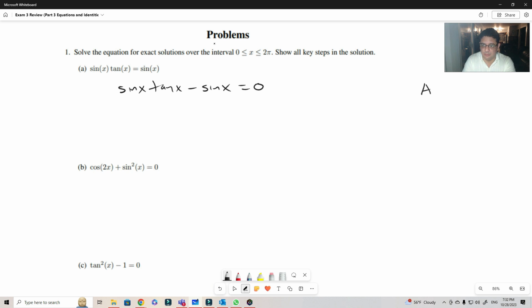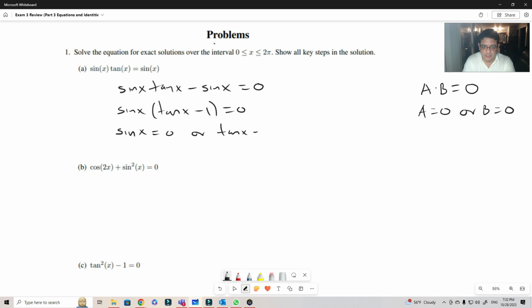In this case, we can use the law of the real numbers that says that if a times b is equal to 0, then either a is equal to 0 or b is equal to 0. And that's going to make sense here because we can factor sine of x out of tangent of x minus 1, set that equal to 0, and so that will give us two scenarios. Sine of x is equal to 0, or tangent of x minus 1 is equal to 0. So that will provide me with sine of x equals 0, or tangent of x equals 1.